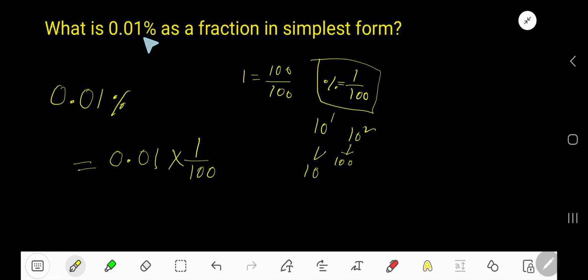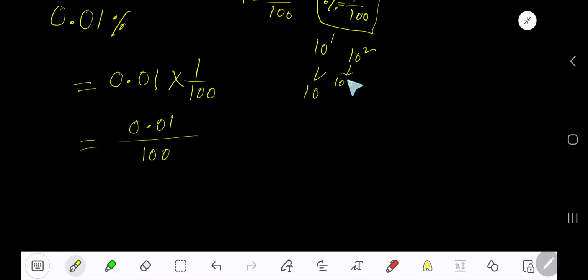What is 0.01% as a fraction in simplest form? We can rewrite percent means 1 over 100. So 0.01 times 1 over 100, multiply top number and bottom number. So 0.01 times 1 means this, then 100. 10, 100, these are powers of 10. 10 to the power 2 means 100.